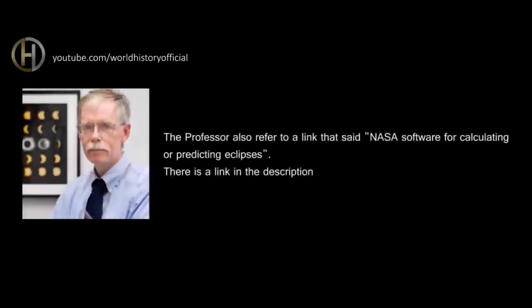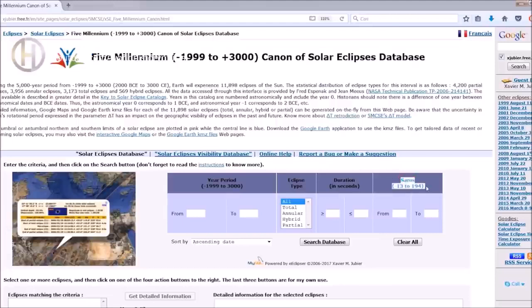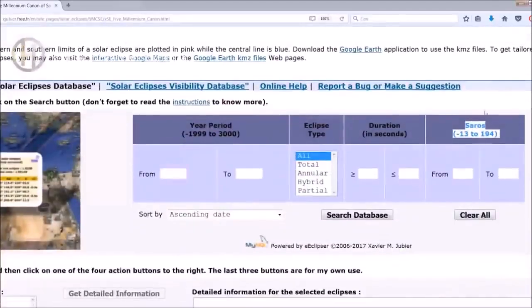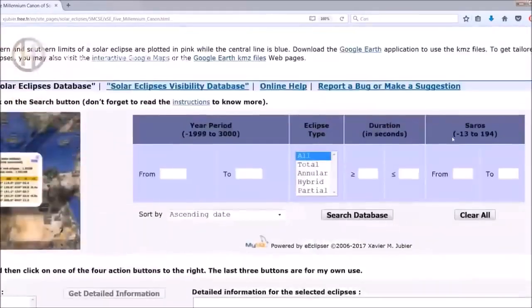4. The NASA eclipse prediction software. The professor also referred to a link that said NASA software for calculating or predicting eclipses. Please check the link in the description. Just try to tell him to wear glasses and read correctly, at the bottom right of this website. And what is it? The eclipse software published by NASA uses the Saros cycle. Very, very funny. Please take your own conclusions. The statement that NASA doesn't use the Saros cycle, and that NASA has software to calculate the eclipse without the Saros cycle, is it true or a lie?